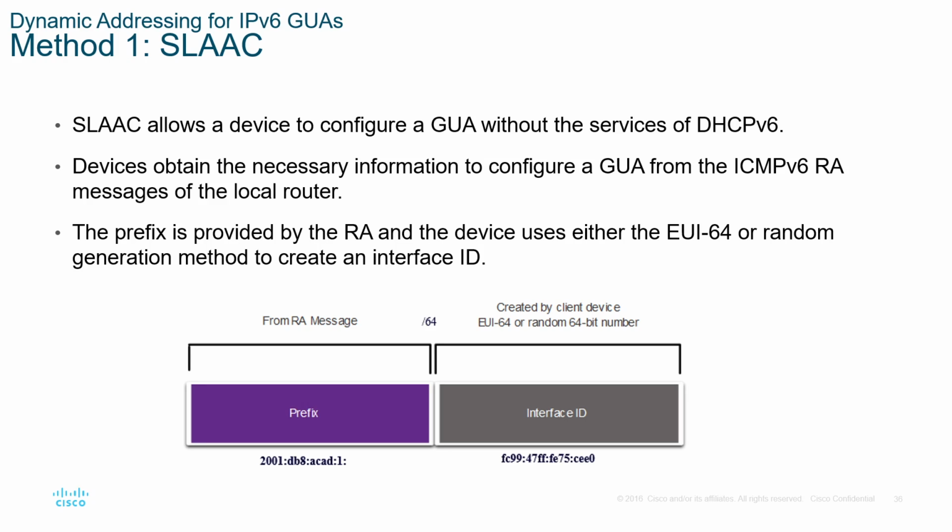So SLAAC is another method to allow us to configure an address along with the DHCP server. So you can see we configure a GUA without the DHCPv6 services. They obtain the information from the ICMP router advertisement. Okay. The prefix is provided to them, and they use this EUI-64. So that's something you guys can look up. EUI-64, how does it work? We're in the network environment, so it's going to randomly generate this client information.